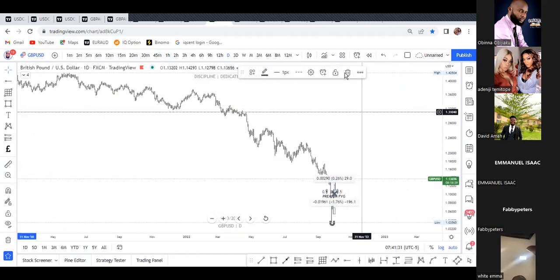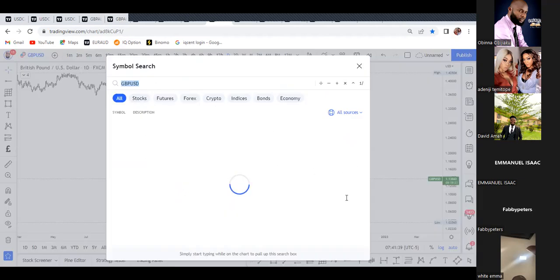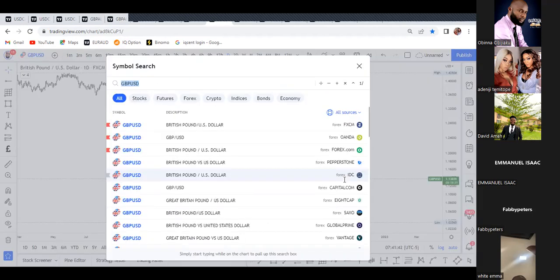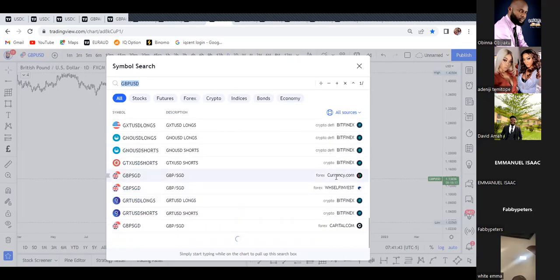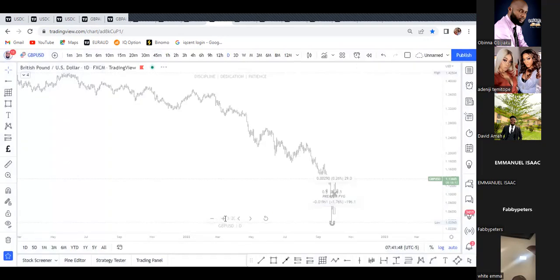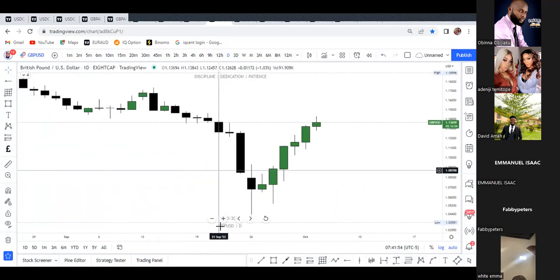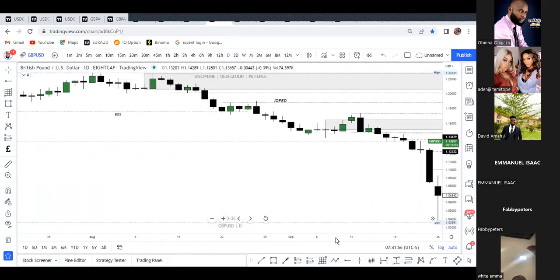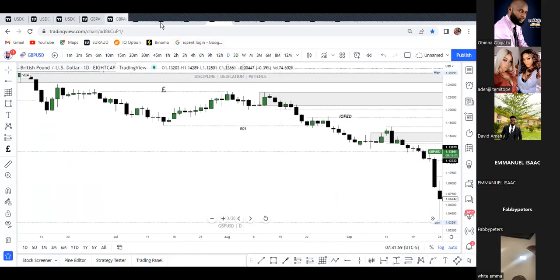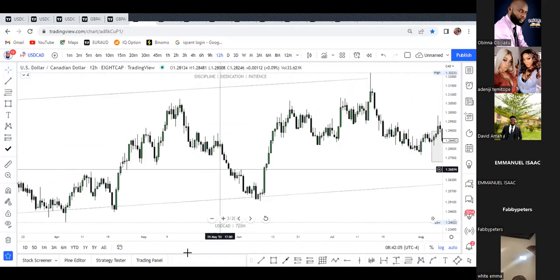So that's for that. Now we're going to go into range structure, which is like inducement of liquidity. Range structure is like inducement of liquidity, when you see price creating liquidity on both the buy side and the sell side.